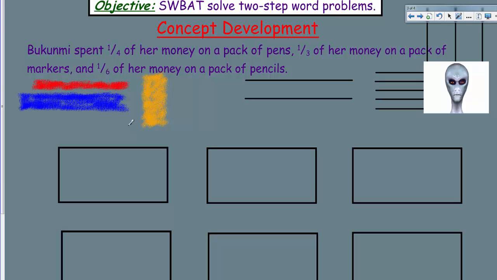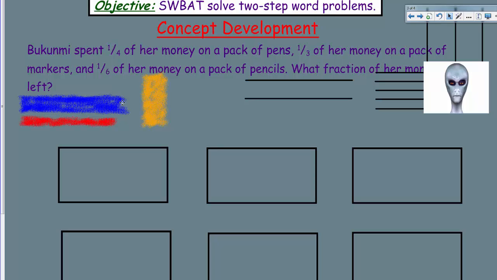Okay, now it says Bukumi, she spent 1/4 of her money on a pack of pens, 1/3 of her money on a pack of markers, and 1/6 of her money on a pack of pencils. My goodness. Okay, so basically, oh, I don't have a question here. I'm sorry, I meant to put that in there. Let's go ahead and put that question in here. Should say, what fraction of her money is left? All right. Now we have that in there.